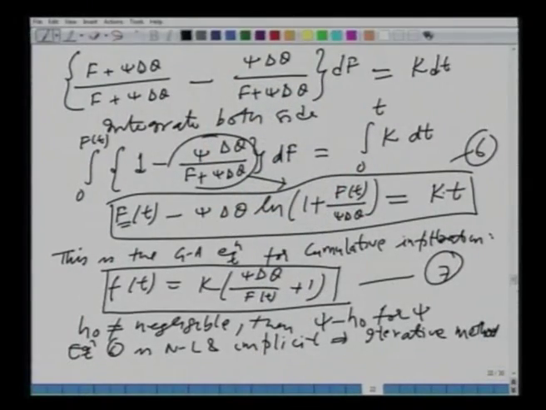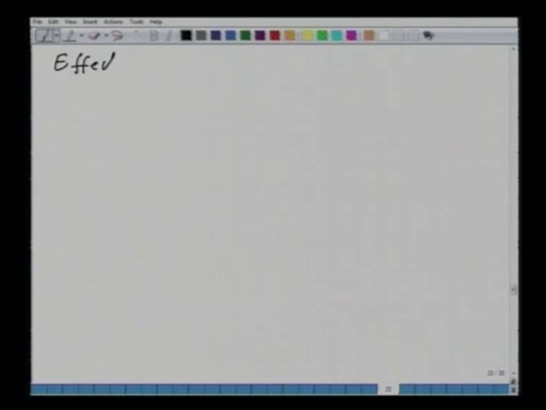Okay. With this, I would like to move on and define another important concept. Sometimes in terms of certain parameters of this Green-Ampt equation, we call it effective saturation.